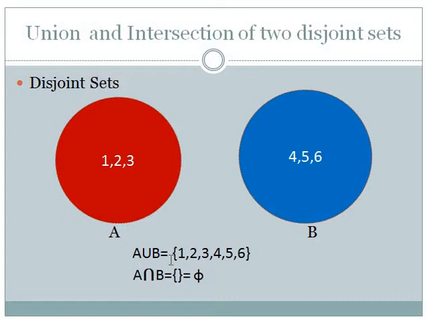So A ∪ B is 1, 2, 3 and 4, 5, 6. From set A you take the elements 1, 2, 3 and from set B you take the elements 4, 5, 6. All are members of the set A ∪ B. Who are the members of A ∩ B? There is no one. So this is the null set.